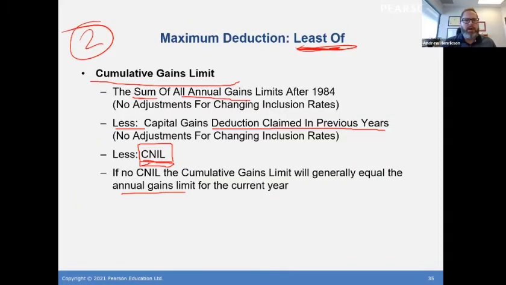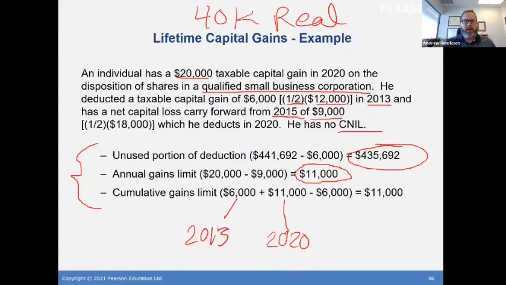So, sum of all the annual gains limits. These are our annual gains limit for 2013 and for 2020. All the other years would have just been 0. There's no activity that we're told about.